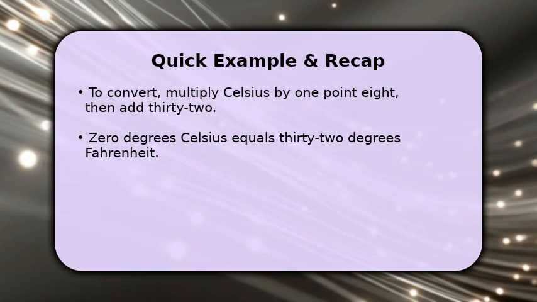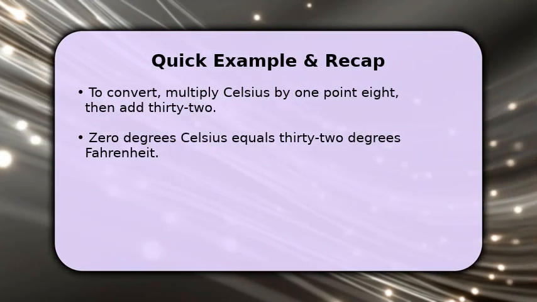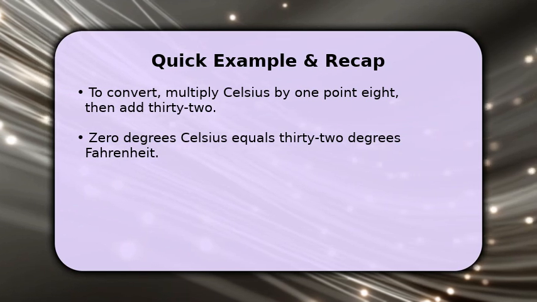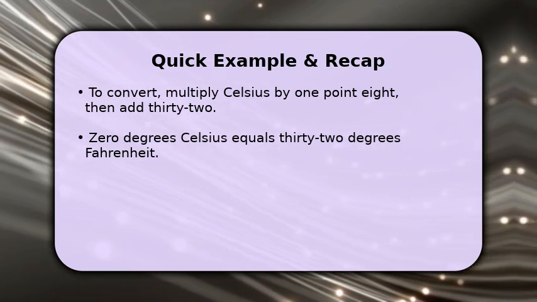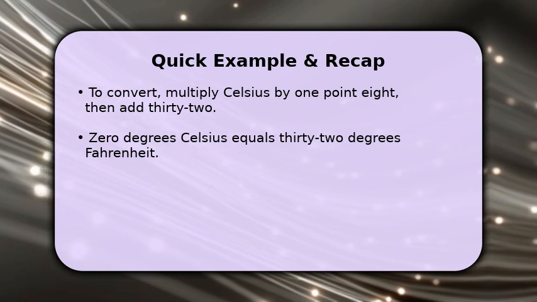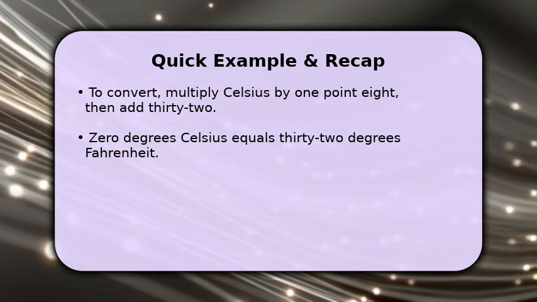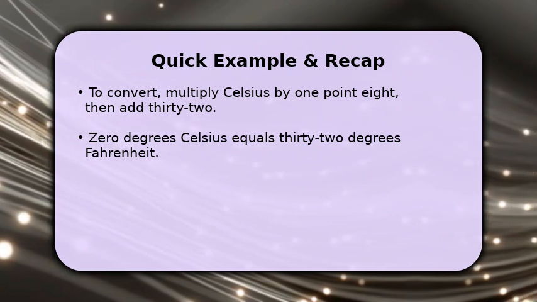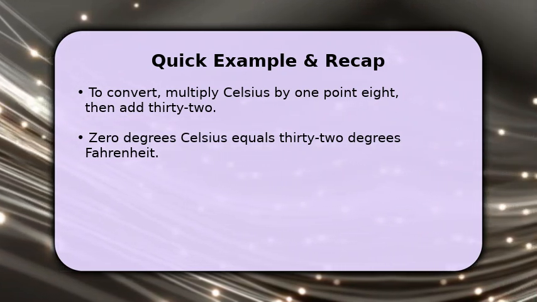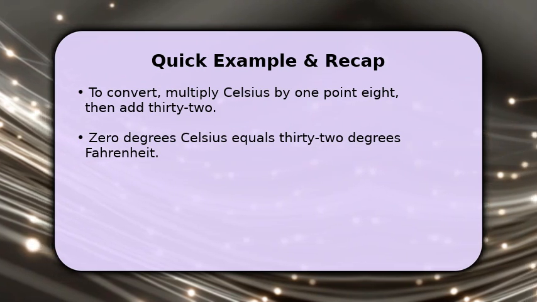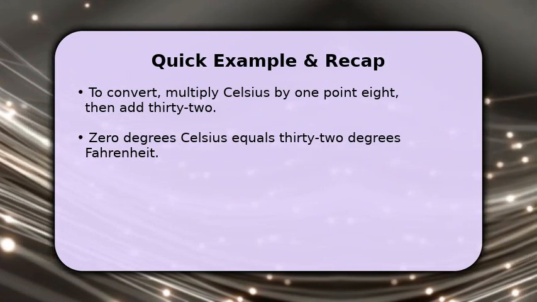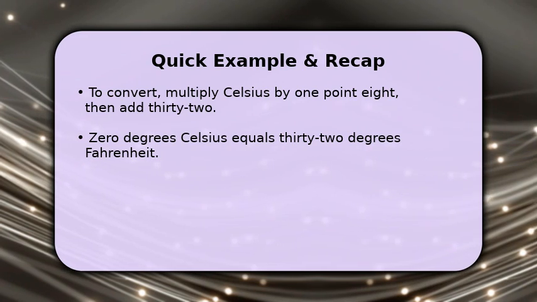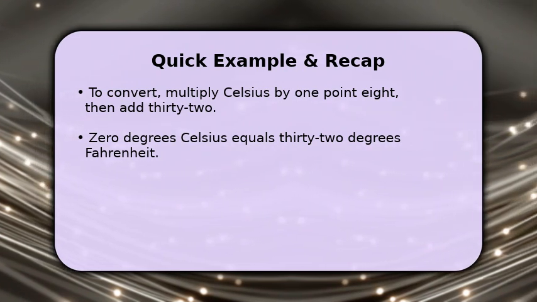Let's quickly recap with an example. If you have 20 degrees Celsius, first multiply 20 by 1.8, which gives you 36. Then, add 32 to 36, resulting in 68 degrees Fahrenheit. So, 20 degrees Celsius is 68 degrees Fahrenheit. This simple two-step process, multiply by 1.8, then add 32, will help you remember how to convert Celsius to Fahrenheit quickly and accurately every time.